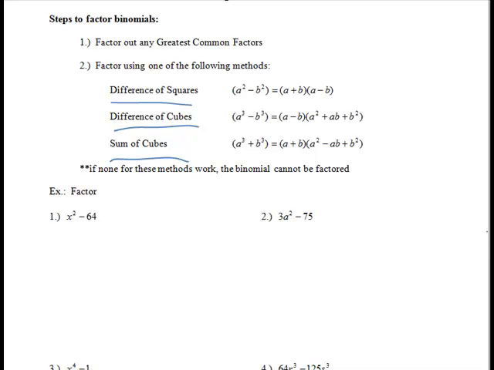So notice there's no such rule as the sum of squares. We have the difference of squares, 2 terms that are perfect squares that are being subtracted, but if there are 2 perfect squares that are being added, it cannot be factored. There's no such rule as the sum of squares.